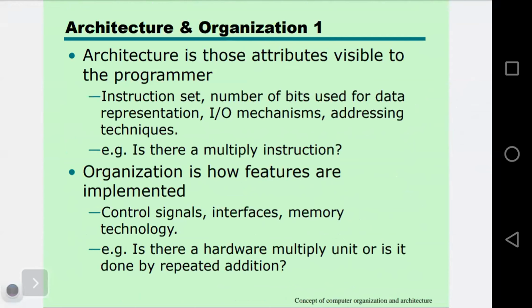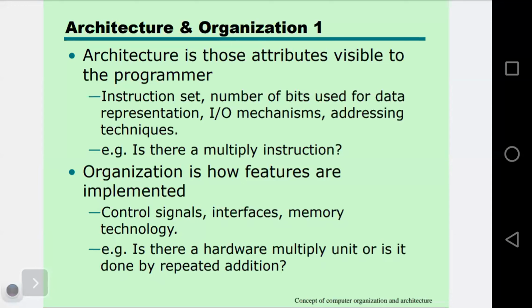Yesterday we discussed the computer, what units are there in a computer and their functioning. Now today we will discuss what architecture is and what organization is. Architecture is those attributes visible to the programmer. So architecture covers different attributes that are visible to the programmer. In this subject, we are going to cover all these things, the architecture as well as the organization.